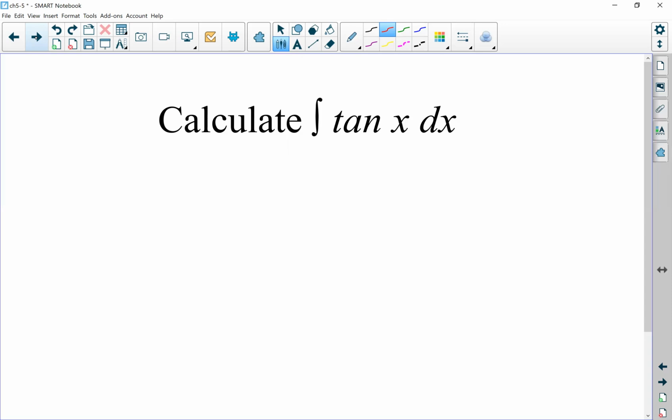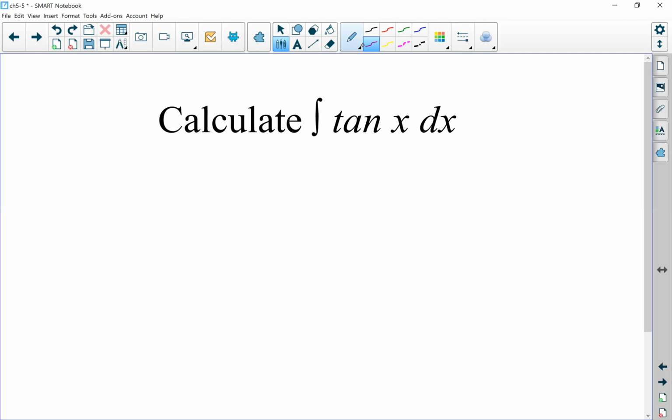Guess I should have warned you, be ready for your mind to be blown. Here we go. Integral of tangent x dx. In this case, I don't really have a composite function. I mean, technically I could say tangent is a composite function, but if all I do is change this from x to u, I haven't helped myself any. I'm still taking the tangent.